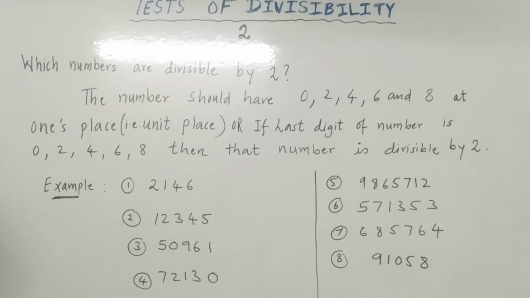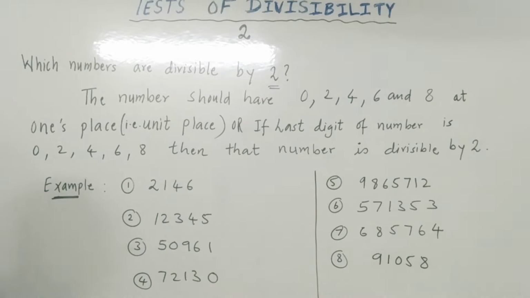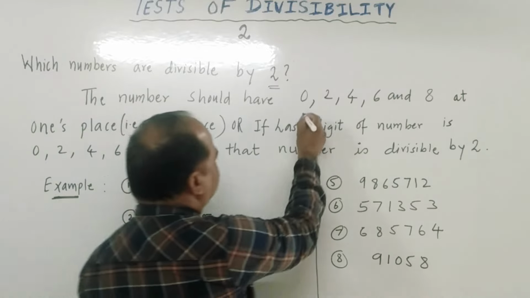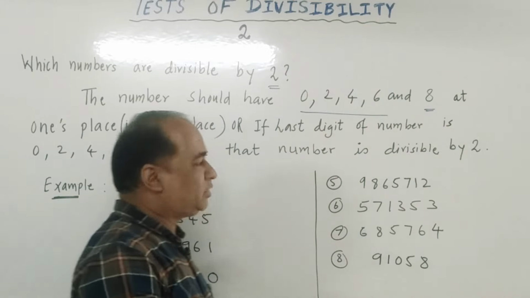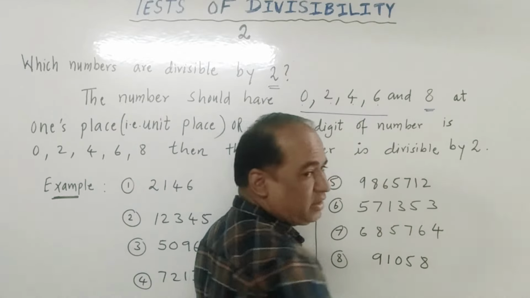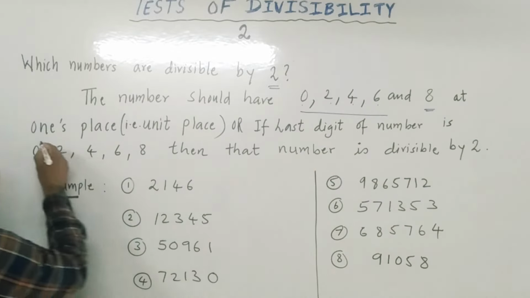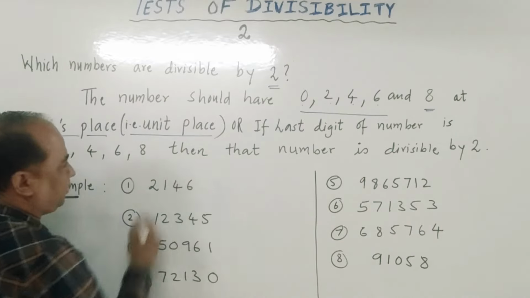Now let us first learn the test of divisibility by 2. Which numbers are divisible by 2? The numbers should have 0, 2, 4, 6 and 8 at the ones place, that is, the unit place.